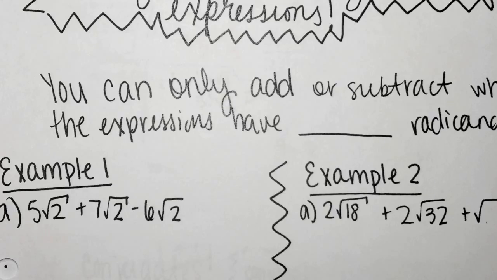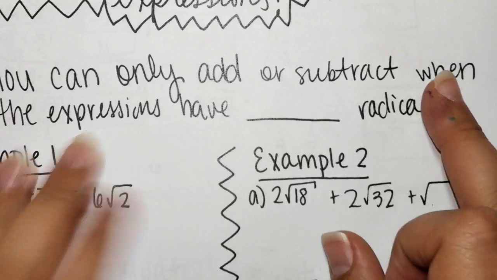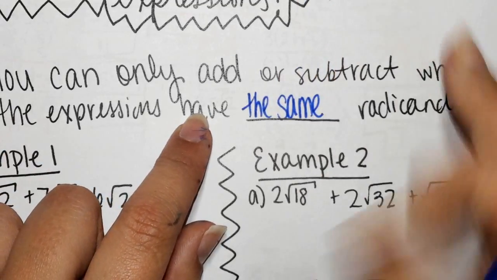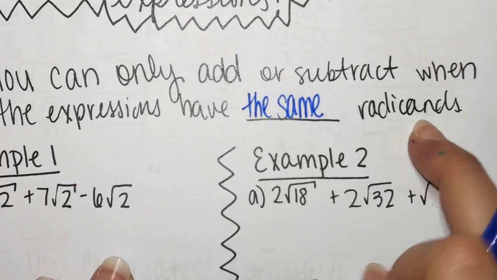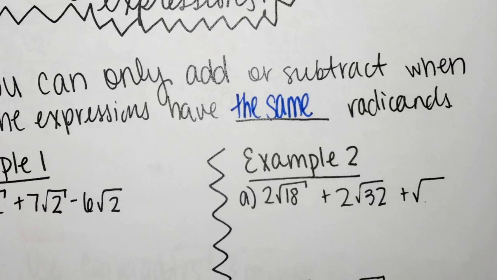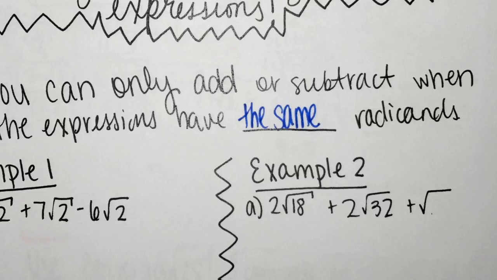Now, the first part of what we're doing is adding and subtracting. You can only add or subtract when the expressions have the same radicands. So the number under the radical must be the same. Does everybody understand? So are the square root of 3 and the square root of 6 the same? No, so you couldn't combine those. Are the square root of 2 and the square root of 2 the same? Yeah. So you could add or subtract those.